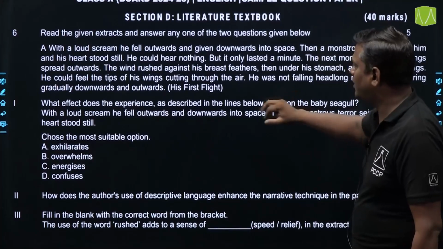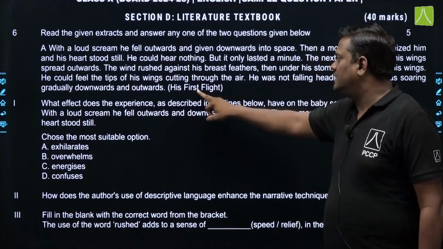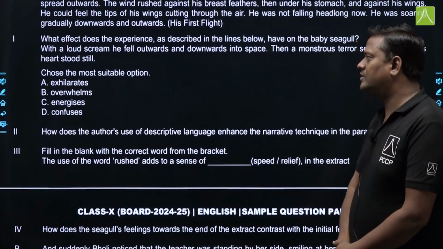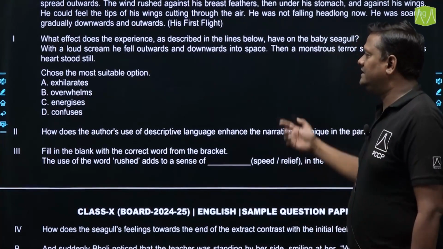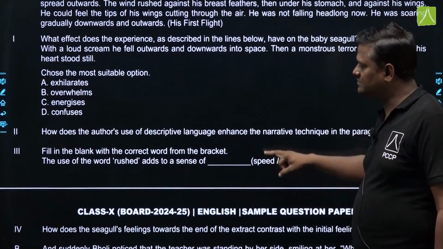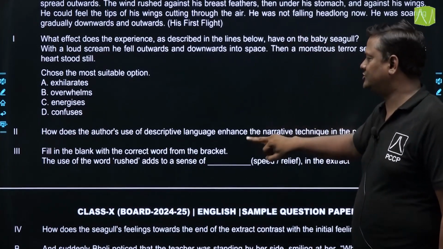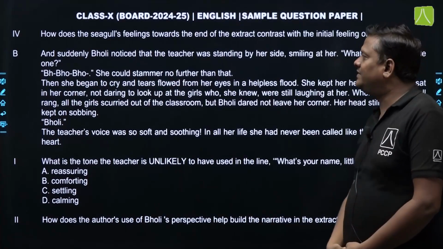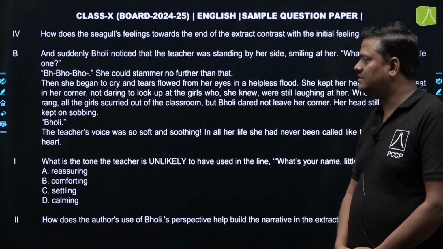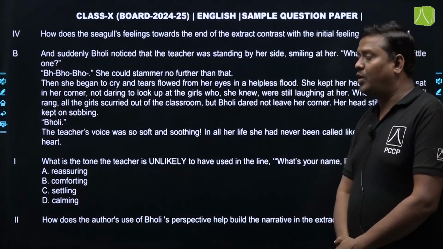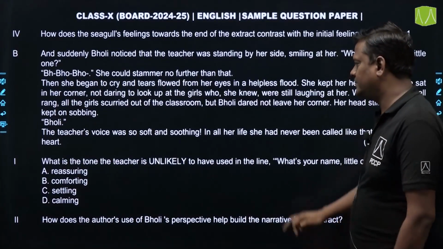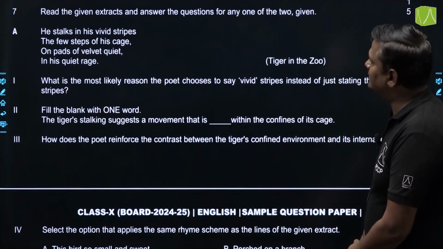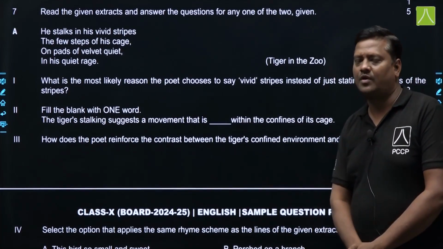This paragraph is from First Flight, part 1, His First Flight, and we will be given 5 questions from it, of total 5 marks weightage. In this we can have objective questions, subjective questions, fill the correct option questions, and we have to find the answers from the extract. In this question we will have the option of solving the other question, like this extract from the chapter Bholi from Footprints Without Feet. We will have 5 questions here of 5 marks.